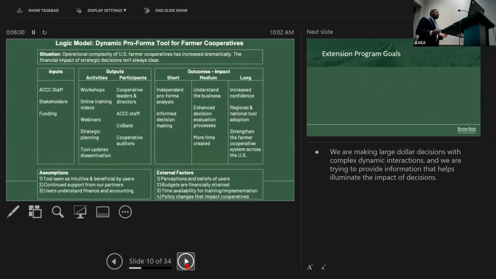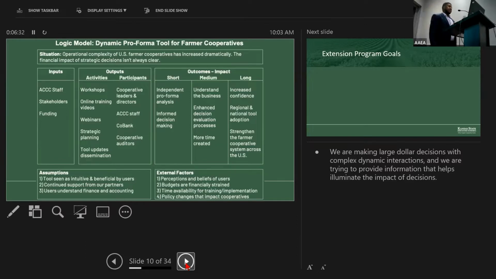So I'm going to briefly go over our logic model, and just to restate what the situation is. There's increasing operational complexity. So it's very difficult to manage some of these co-ops, particularly when it comes to making these decisions. And what we're trying to do is to be able to measure a financial impact of a decision that needs to be made by the cooperative management, beginning with the inputs of the program. This program is going to be supported by our center staff, stakeholders such as CoBank and the Kansas Cooperative Council, and the funding that we're going to receive to support it.